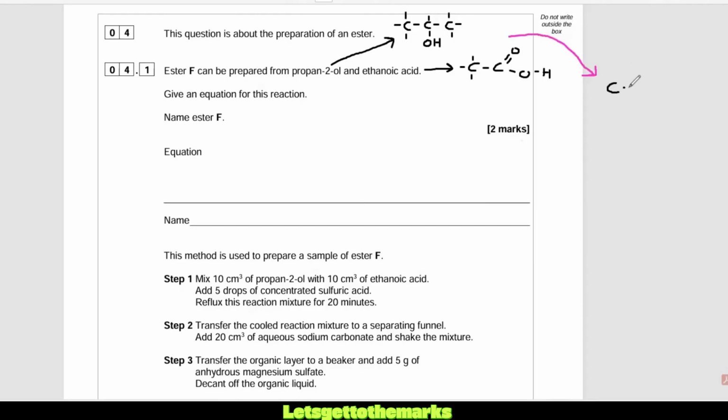Now they're going to come together. And what's going to happen when they come together? Do you remember the name of the reaction? It's a condensation reaction. So we're going to lose a water molecule.